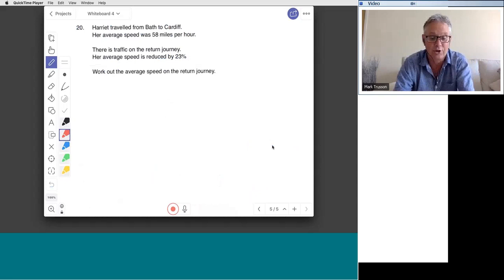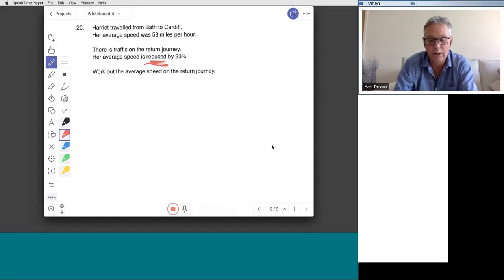Okay, so Harriet travelled from Bath to Cardiff, two cities in the UK. Her average speed was 58 miles per hour. There's traffic on the return journey. Her average speed is reduced, which is an important key word, right, by 23%. Work out the average speed on the return journey.